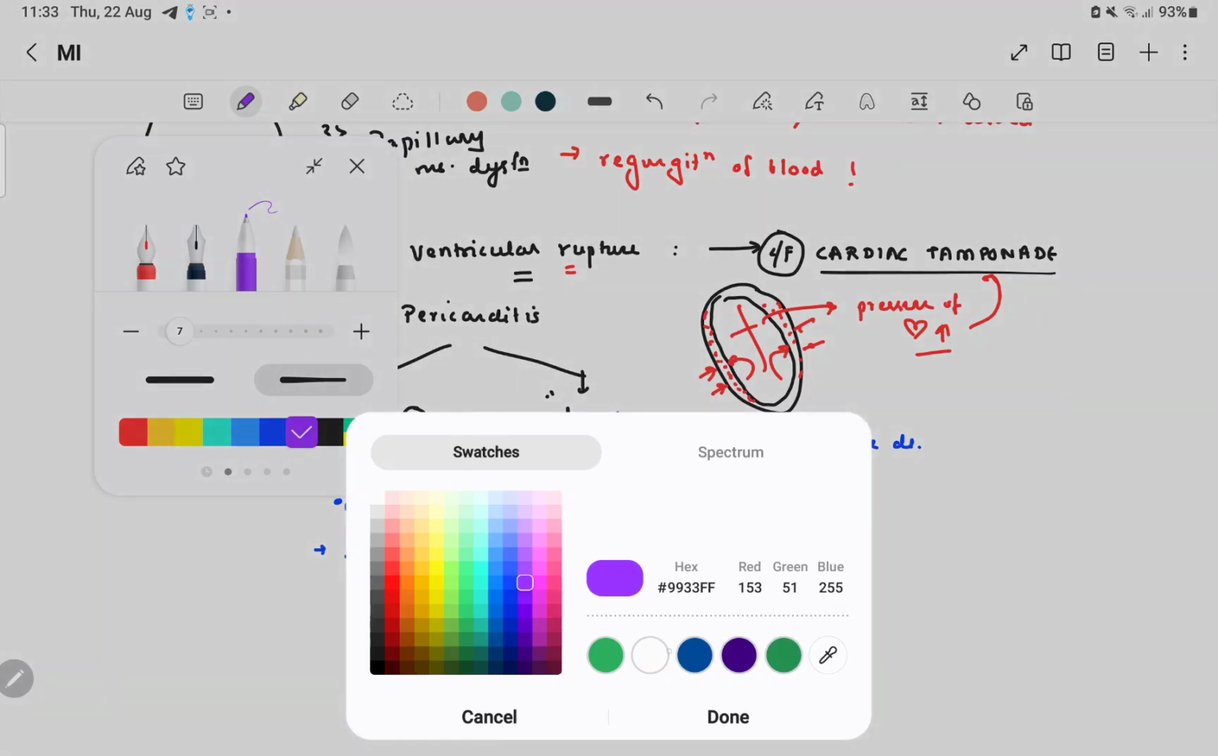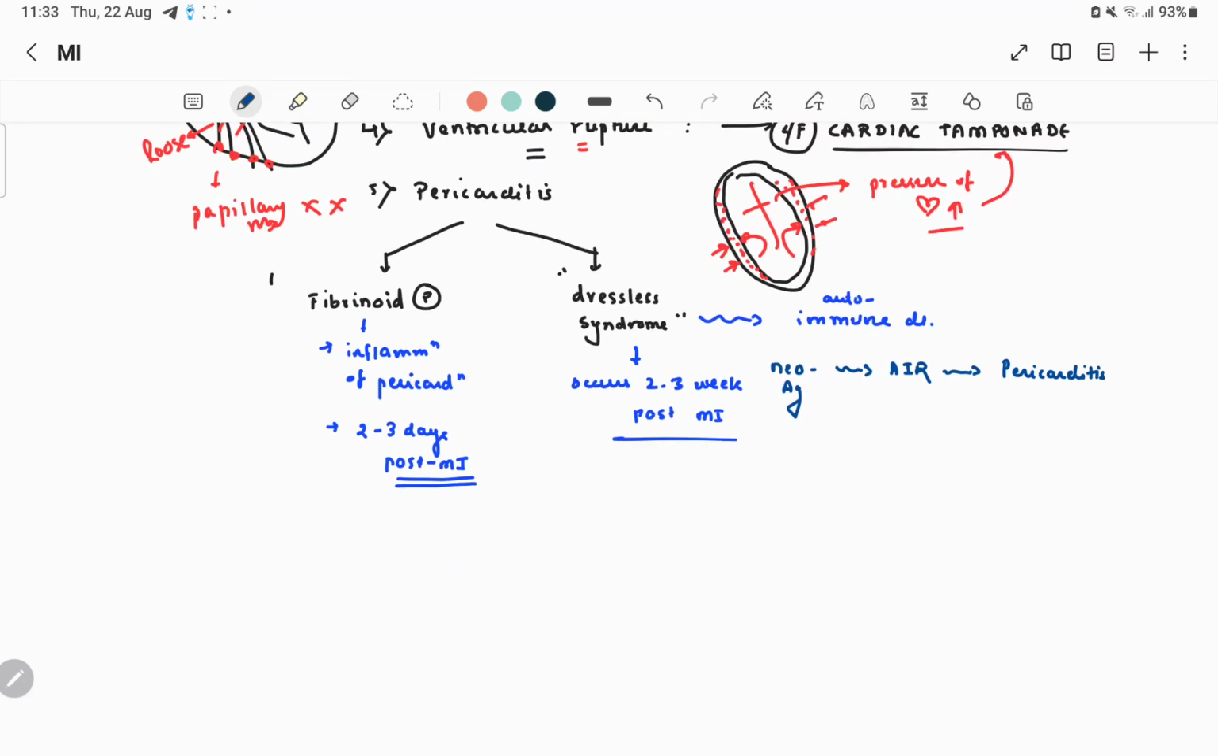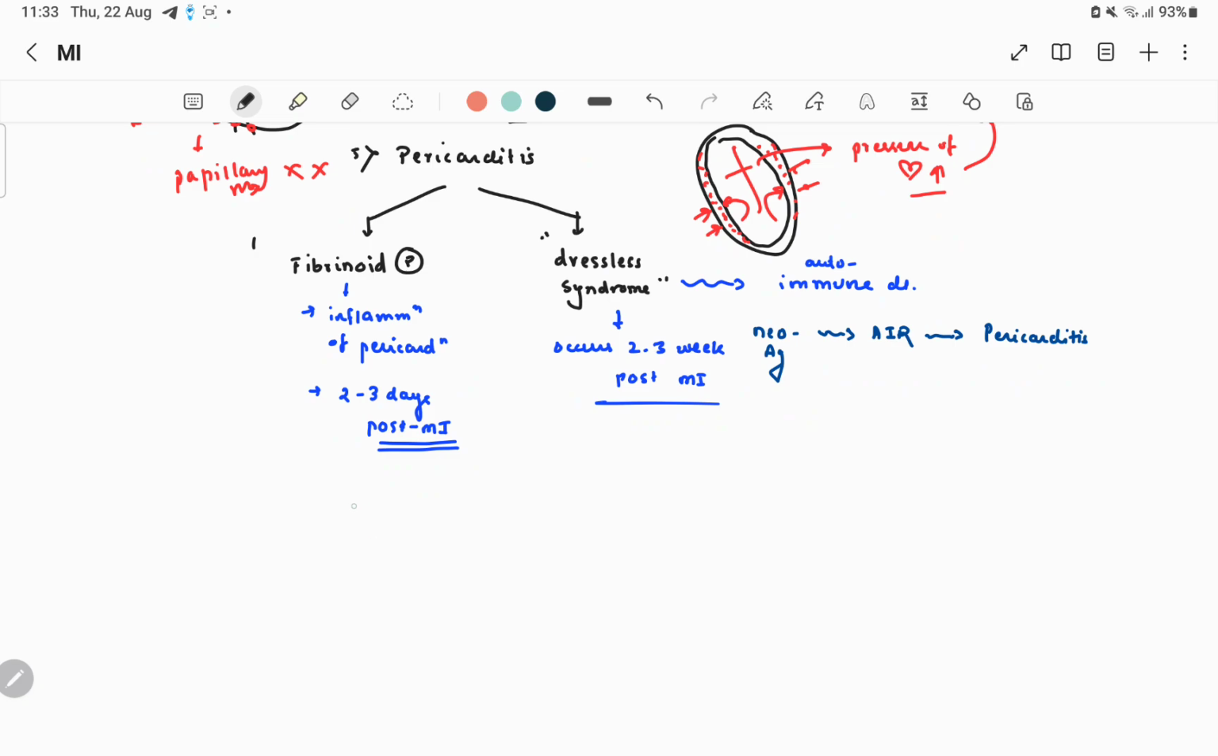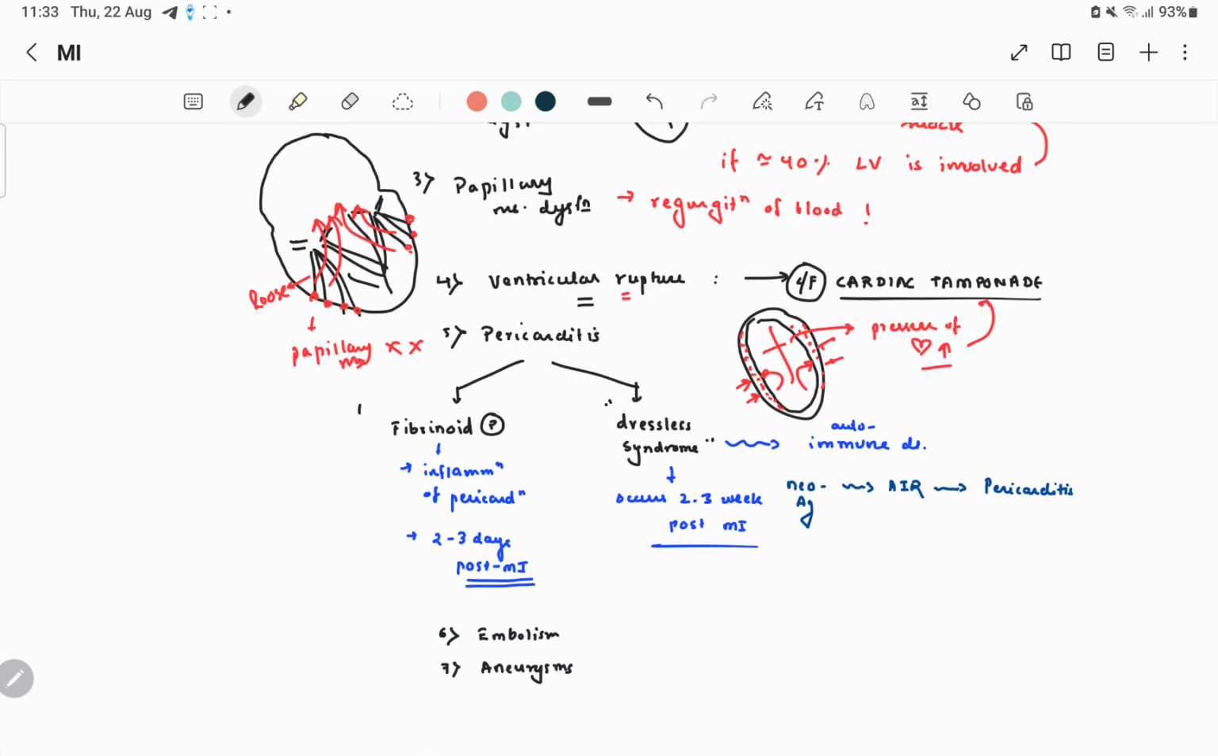Autoimmune response means that due to damage of the cardiac walls, a new antigen formation occurs. You must have known the concept of new antigen till now. Due to the new antigen, there is an autoimmune response, and due to this autoimmune response there will be pericarditis, right? Okay, so this is a complication. And other complications of MI, like we can have embolism, or we can have aneurysms. Okay, so these are the 7 complications of MI.